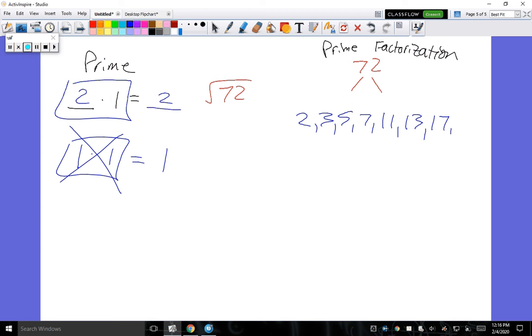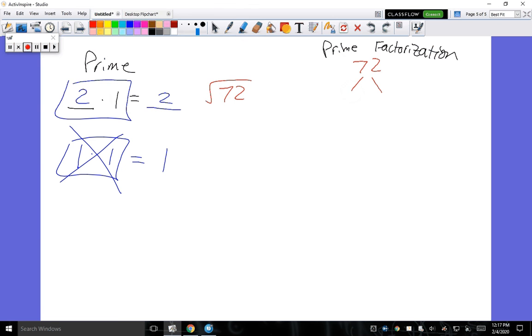Those are primes. Now, when you do prime factorization, guys, if you're struggling right now, I'm going to say go to 2. Go to 2. It'll help you big time. And if 2 doesn't work, then go to 3. If 3 doesn't work, go to 5. And that should be about it. 2, 3, and 5. Okay?